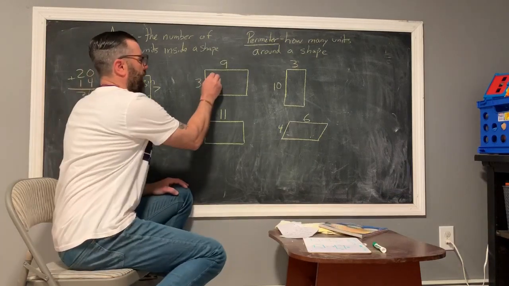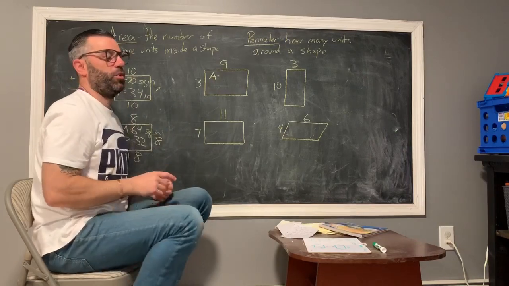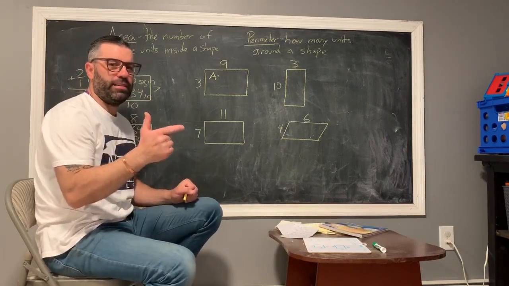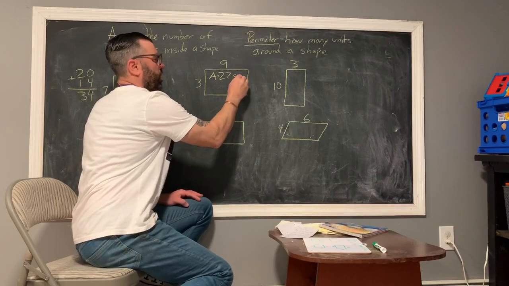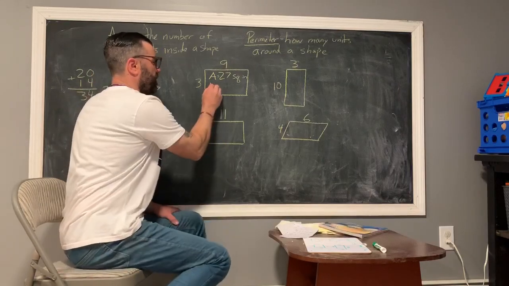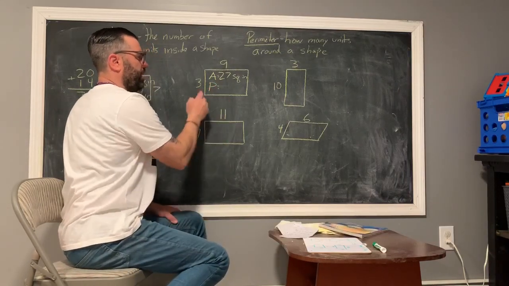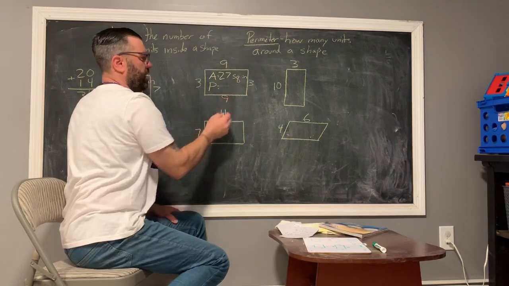So if I wanted to find the area, I would just do 3 times 9. Let's go my 9s. 9, 18, 27. So I have 27 square inches. And now for the perimeter, just like before, this is a rectangle. So if this is 3, this is 3. If this is 9, this is 9.